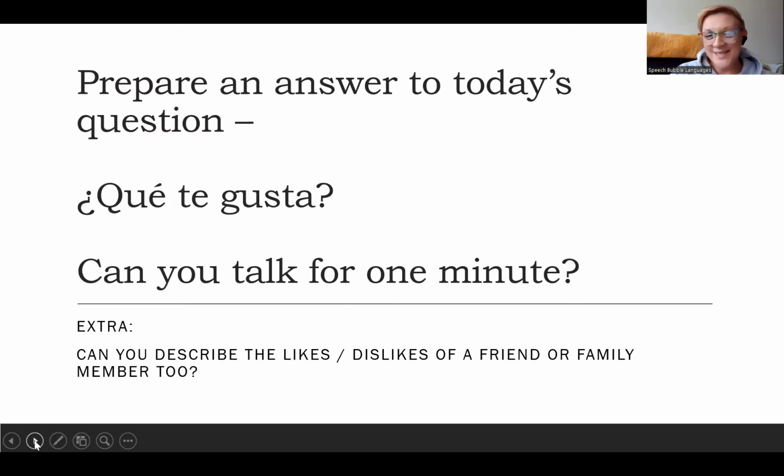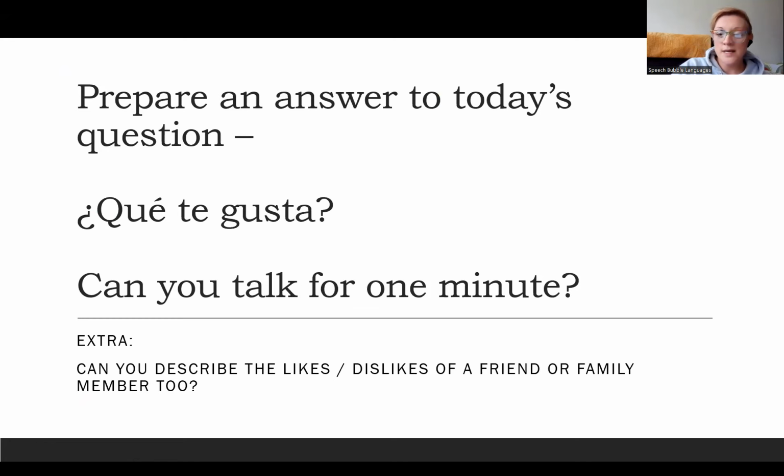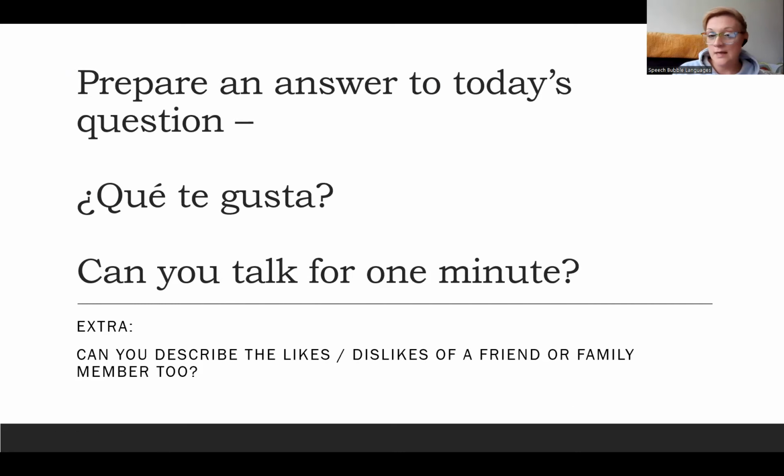So, can you prepare an answer to today's question? ¿Qué te gusta? I wonder if you can talk for around about a minute on this topic. Your other alternative here as well is to see whether you can answer that same question for another member of your friends or families. What do they like? What do they dislike?